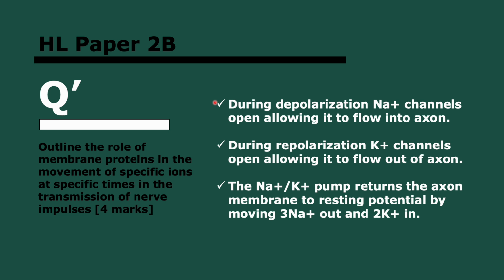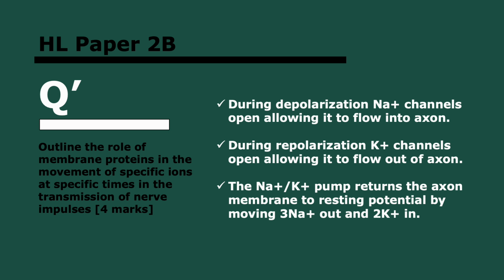During depolarization, the sodium channels open, so sodium flows into the axon. Then during repolarization, the potassium flows out of the axon. That's all facilitated diffusion. And then the sodium-potassium pump uses active transport to get the membrane back to resting potential. It moves all the sodium that moved in outside, and it moves all of the potassium that moved outside inside. It does so by moving 3 sodiums out and 2 potassiums in. So that's important to remember.